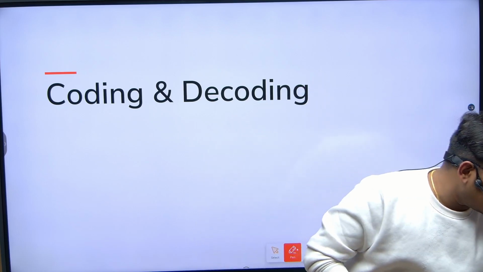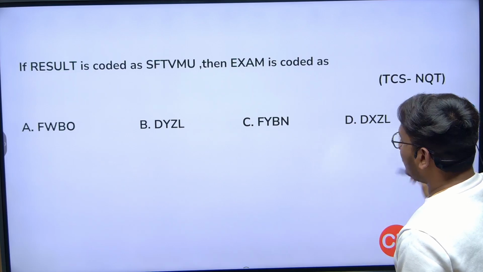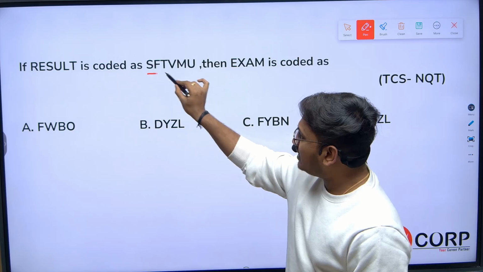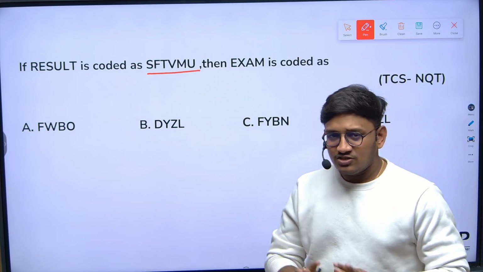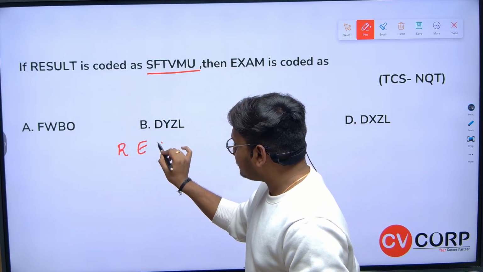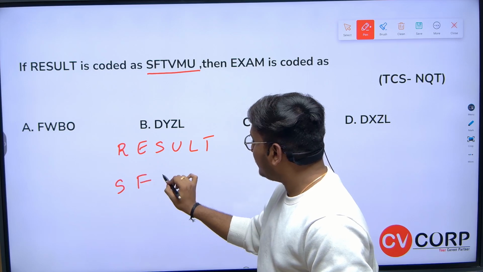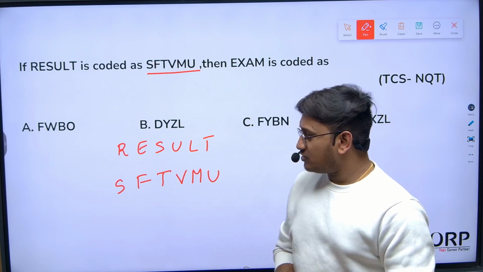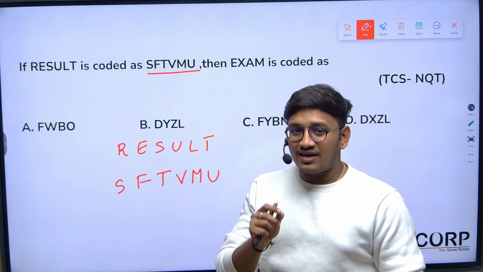So very simple. Let's take one small example. Let's go with the first question, first category. Let's say if RESULT is coded as SFTVMU, what is the code for EXAM? While solving these types of questions, first you should write the word RESULT and its code, SFTVMU. As this is the basic question, instead of going with the alphabets, if you go with the place values, you will understand the logic fast.